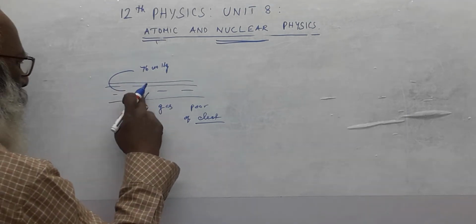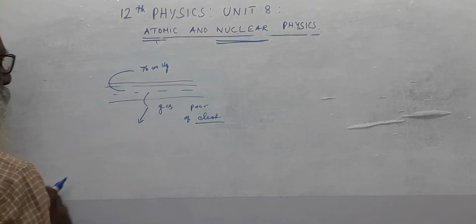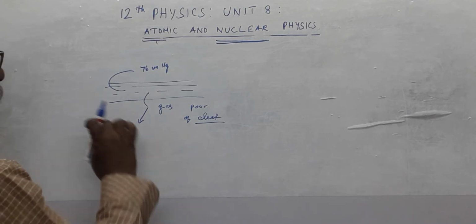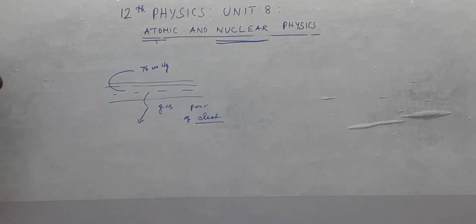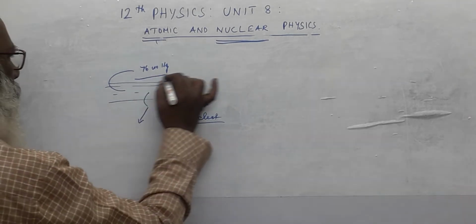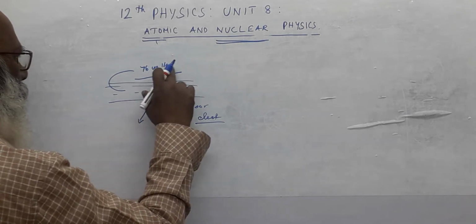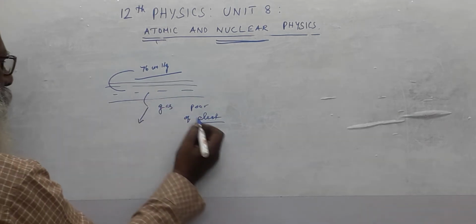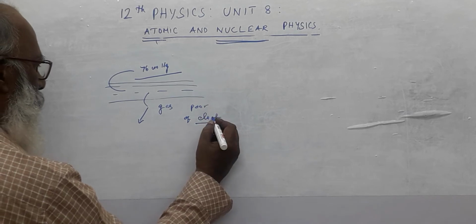There is no charge. It is a neutral particle. Gases consist of neutral particles. There are no charged particles. That's why we are alive. So under the normal atmospheric pressure of 76 centimeter mercury pressure, gases are considered to be poor conductors of electricity.